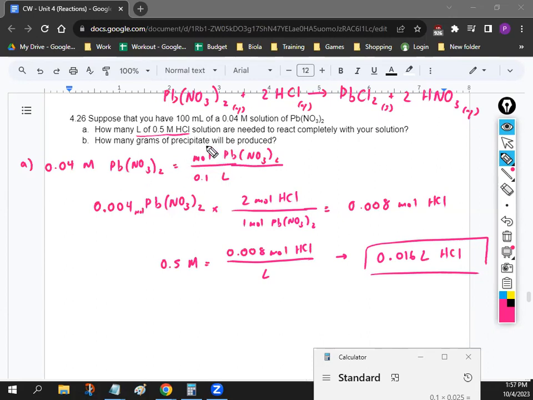First thing you do is find moles of lead nitrate, turn it into moles of HCl, turn it into liters. Okay. For part B, we're looking for grams of the precipitate. The chemical that's our precipitate is PbCl2. And so we actually did a lot of the work already. We have our moles, so we can just start from our moles. So we're gonna take our moles of lead nitrate.